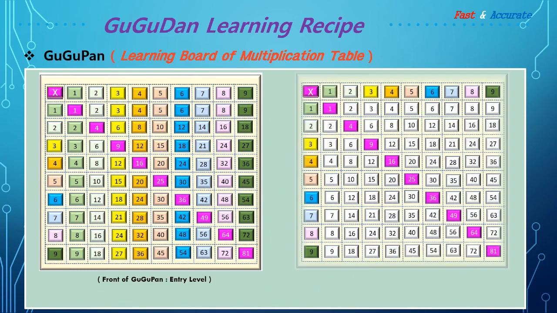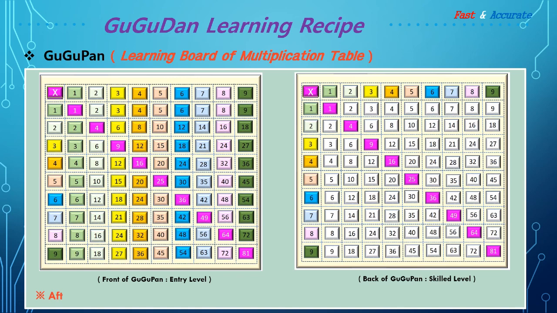The front of GuGuPan shows the multiplied values from 1 times table to 9 times table in the same color for each time table. And the back of GuGuPan shows only the multiplied values corresponding to the square numbers between 1 times table to 9 times table in the same color and the remaining values in white. If we print out each of these two sides and attach them so that you can see the front and back, you will create a GuGuPan for your children's Gugudan study.